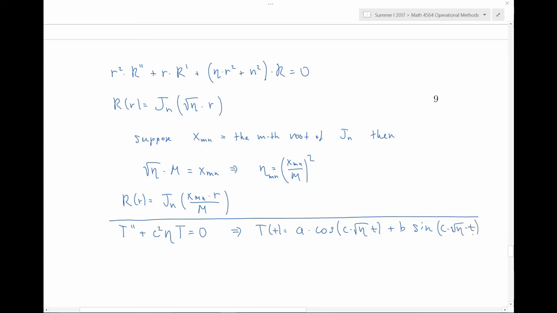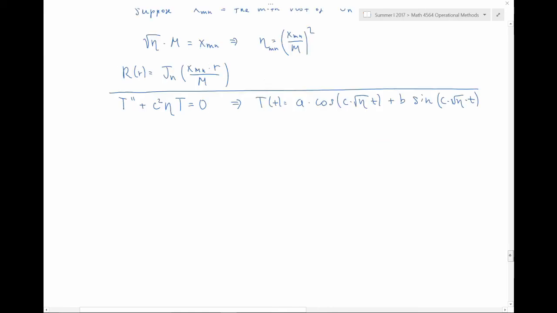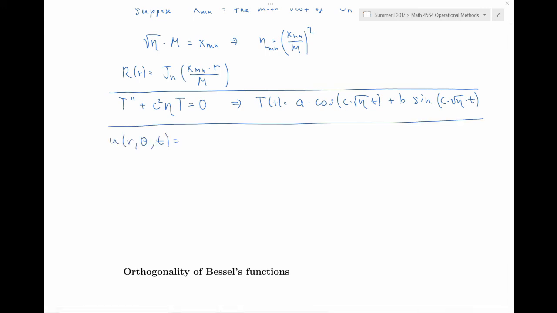Now, if eta depends on m and n, then t depends on m and n. And we also get theta having its own coefficients there. So when we multiply all of this together, we get a ginormous summation of things. We'll treat the case n equals 0 as a little bit of a special case.